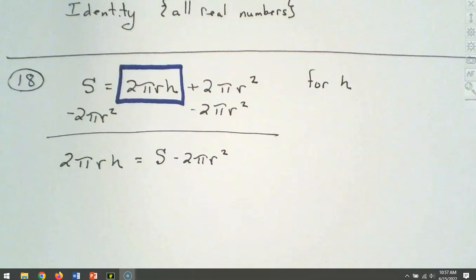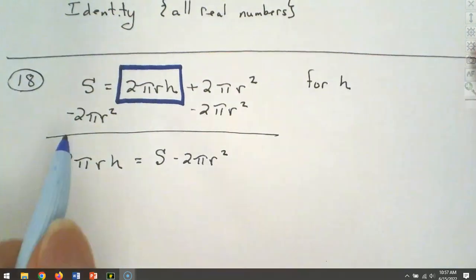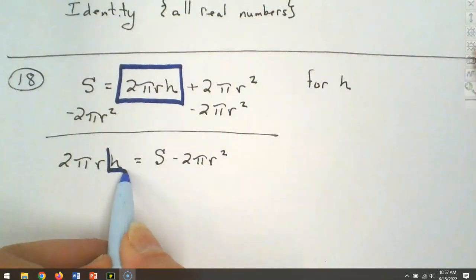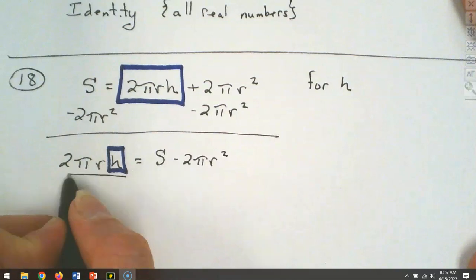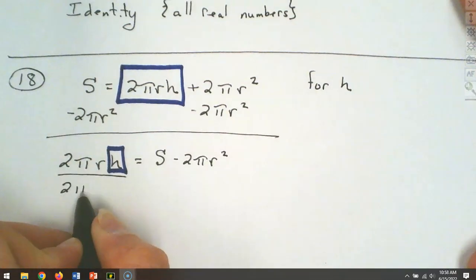I need to now get what variable by itself? Well, I need to now get the h right here by itself. And we always think in terms of opposites. So how does the 2, the pi, and the r relate to the h? Well, they relate to it by multiplication. And what's going to undo my multiplication here? Division. So let's divide both sides by 2 pi r.